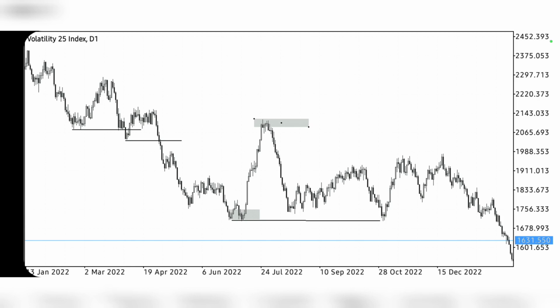Now you need to be able to identify this clearly on the higher time frame. Identify your structure range on the higher time frame, because on the lower time frame we have a series of structures, of which I'm going to be explaining here. We have a series of structures on the lower time frame, and you can get confused on the lower time frame if you don't mark out your structure range on the higher time frame.